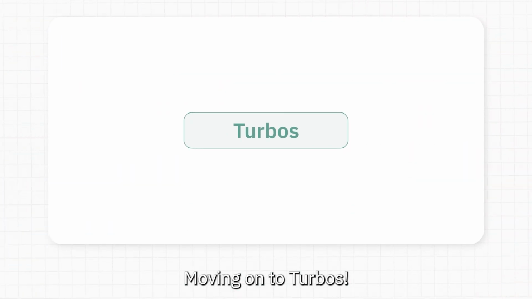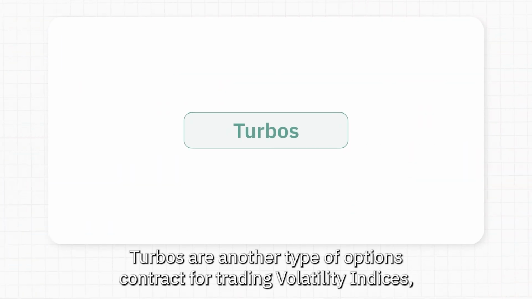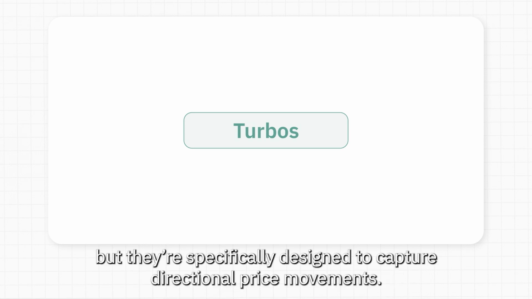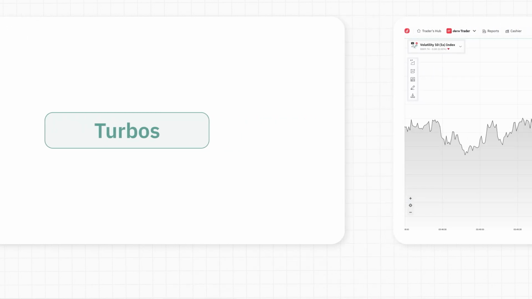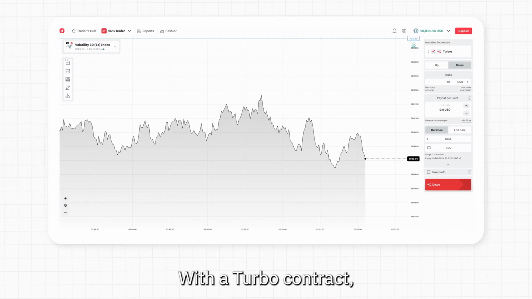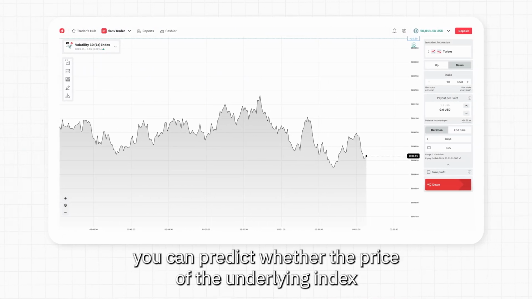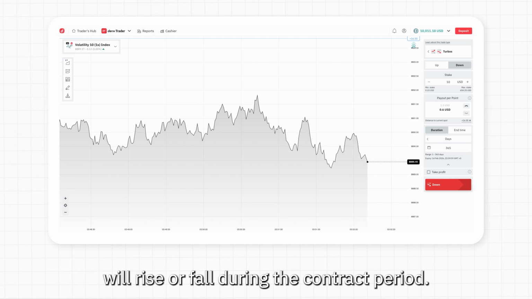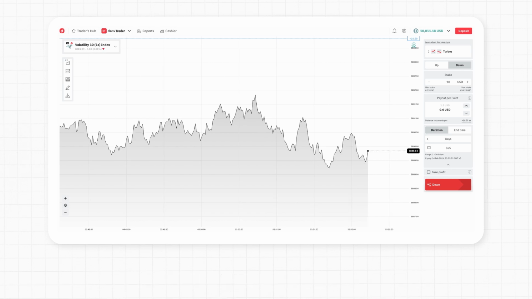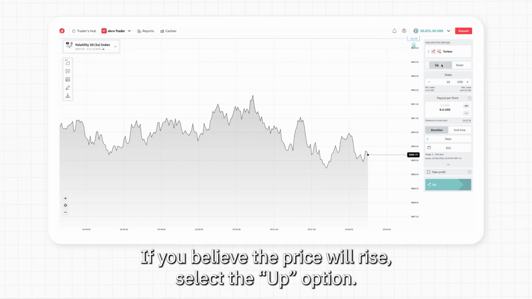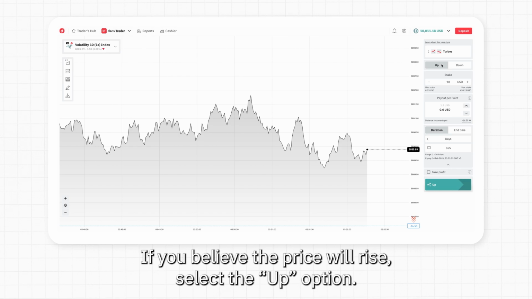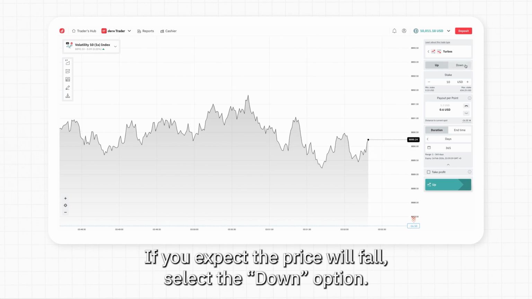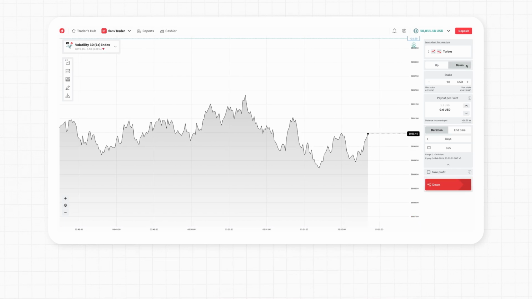Moving on to turbos. Turbos are another type of options contract for trading volatility indices, but they're specifically designed to capture directional price movements. With a turbo contract, you can predict whether the price of the underlying index will rise or fall during the contract period. If you believe the price will rise, select the up option. If you expect the price will fall, select the down option.